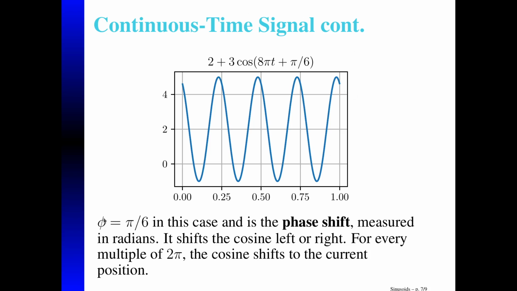And finally we have phi, which is equal to pi over 6 in this case. That's the phase shift. That's shifting the cosine wave left or right. For every multiple of 2 pi, the cosine shifts back to whatever the current position is. So if this was 0, my cosine would start at the max value.